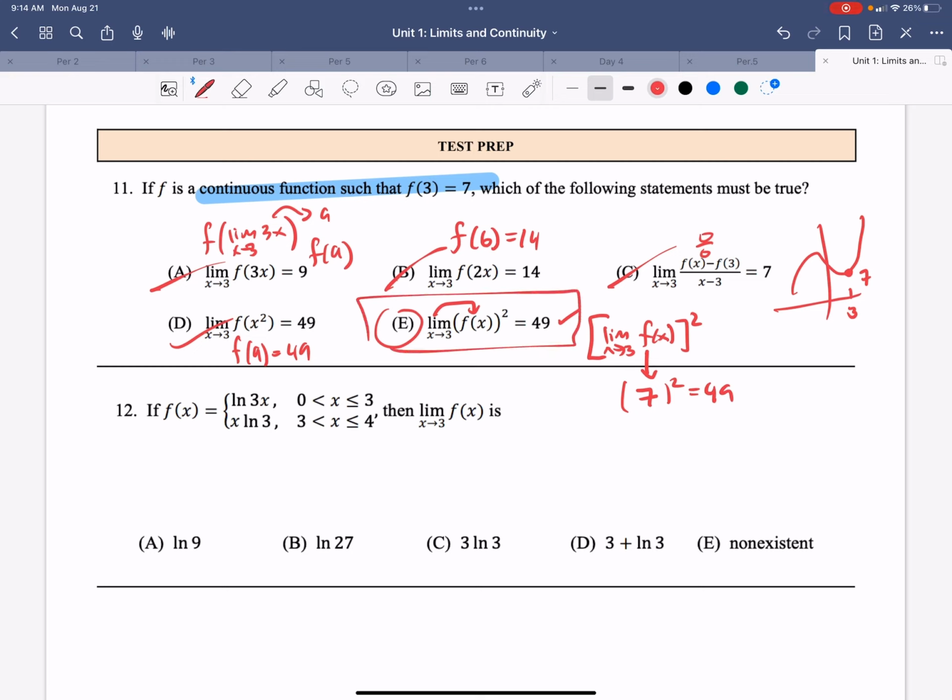Finally, this last one is a left-hand and a right-hand limit. It's asking us, if this is our function, what is our limit? We just have to plug stuff in. We need to make sure that the left is equal to the right. Let's plug in our 3. So we're going to have ln of 9 on the left-hand side. Let's see if that equals the right-hand side, which is 3 ln of 3. That is not the case. They do not equal each other, so the limit does not exist.